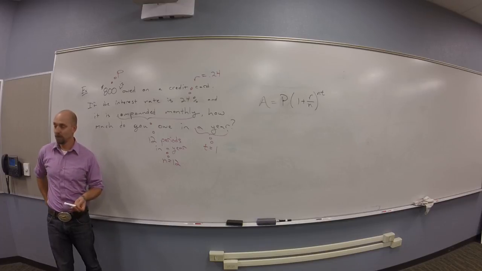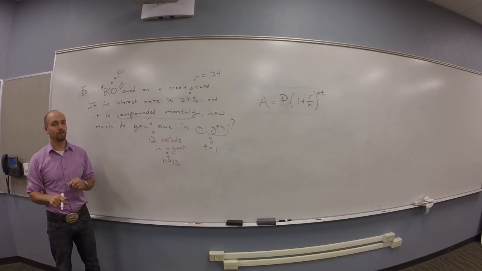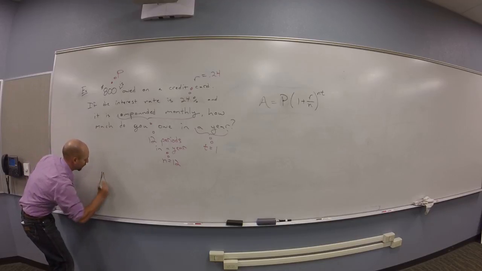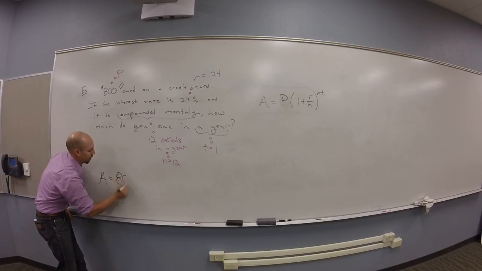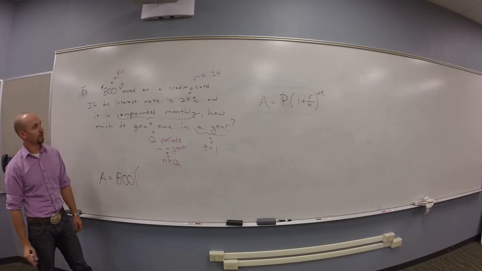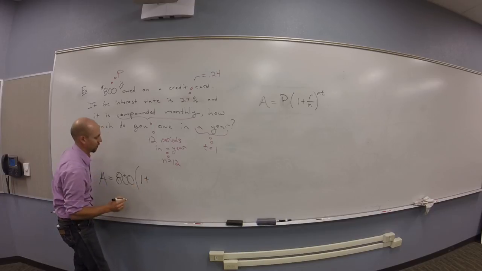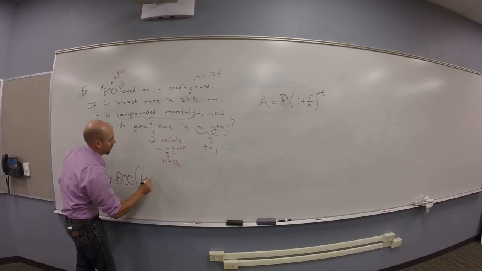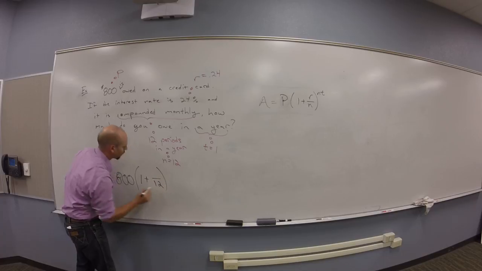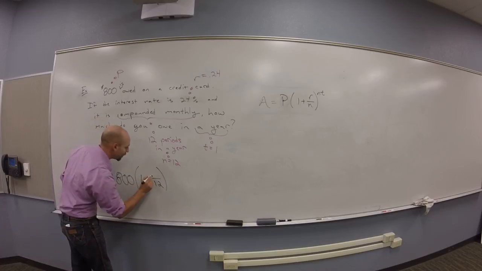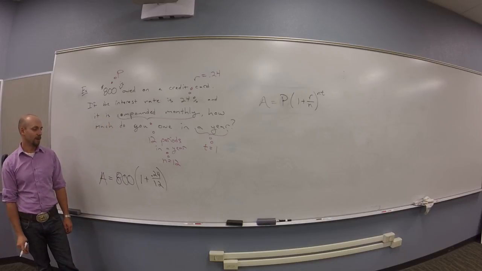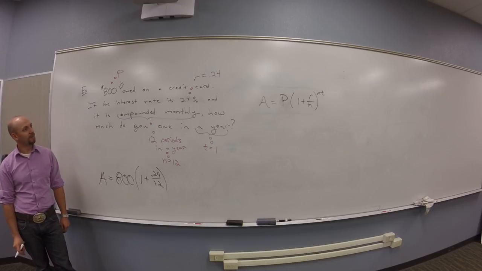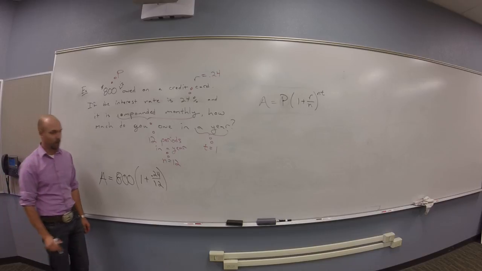Okay, cool with that? Okay, so cram all this in there. What do you get? Your amount is what? 800 times 1 plus 0.24 divided by 12, with the over 12, Christian. What did you say? 0.24. Oh, you said 0.24. Yeah. Cool, good. Wait a minute, I thought you said 0.024. No, too small. Okay, and raised to the what? 12. 12.